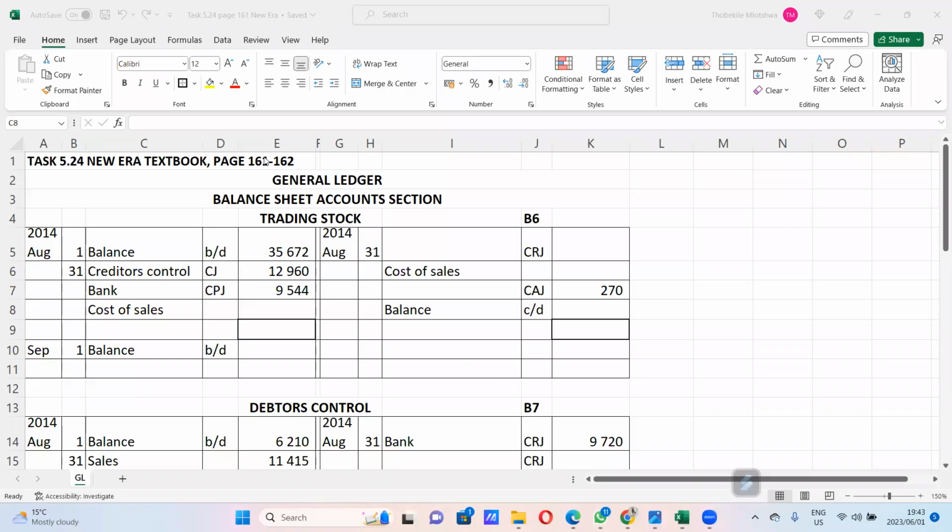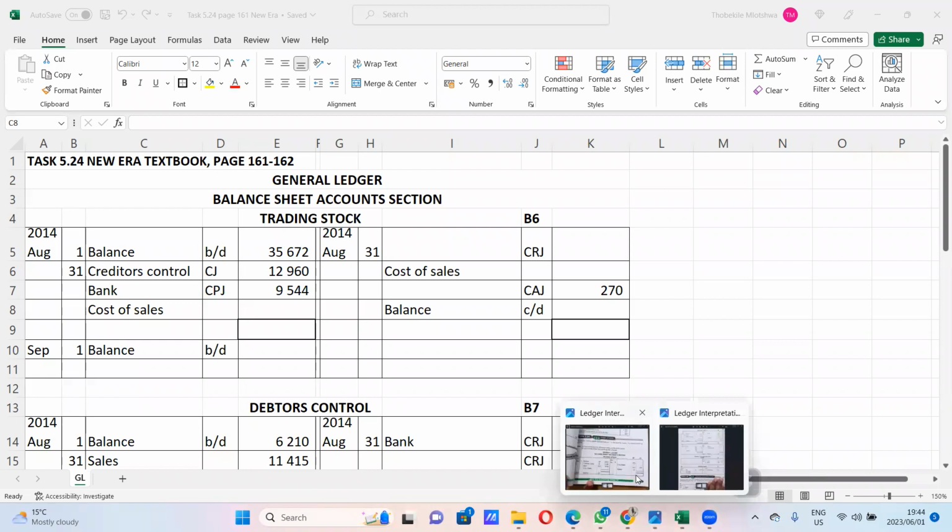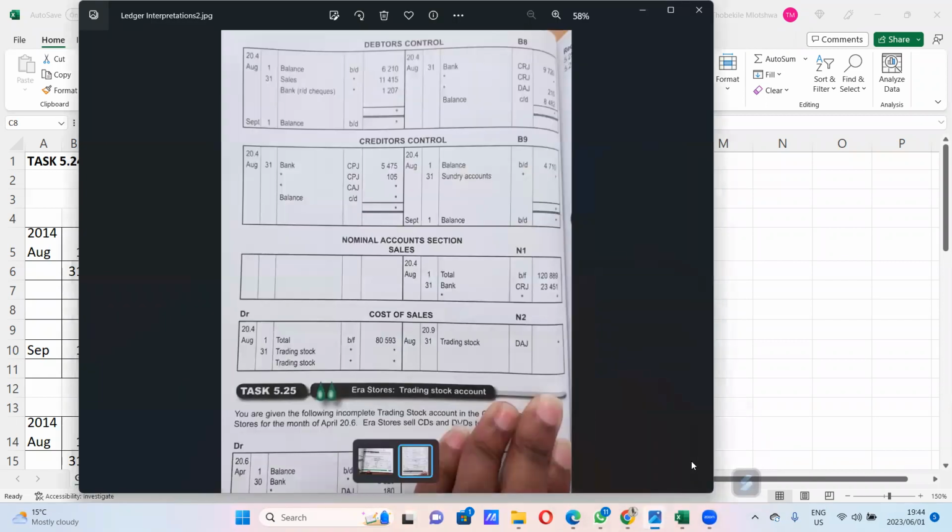So we are going to do ledger account interpretations. This exercise is from the New Era textbook. It's task 5.24 on page 161 and 162. I sent it to you earlier in the day, so you can just refer to that. So now this is what you got. It was in this format though. It looked like this is what you got.